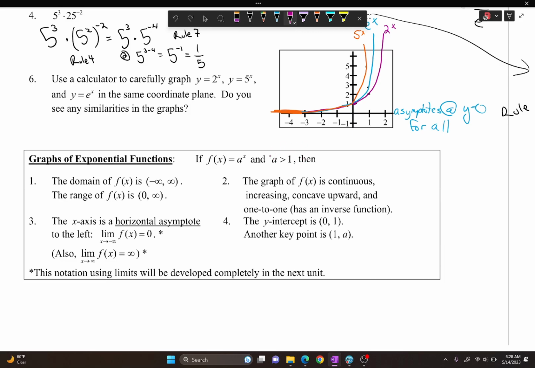Notice that he's saying that a is greater than 1. These graphs of exponential functions, that's when a is bigger than 1. So the words that go to this: when the base is bigger than 1, in that case, these are growth equations now, because a is bigger than 1.